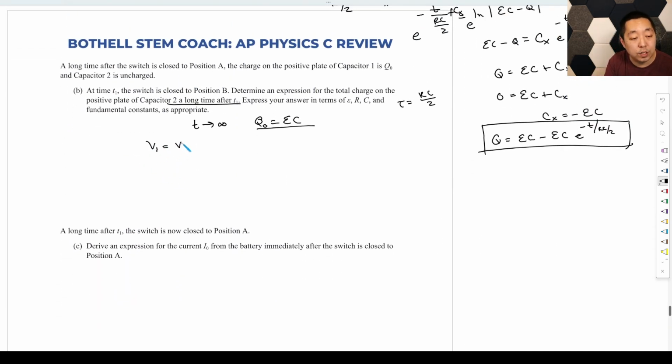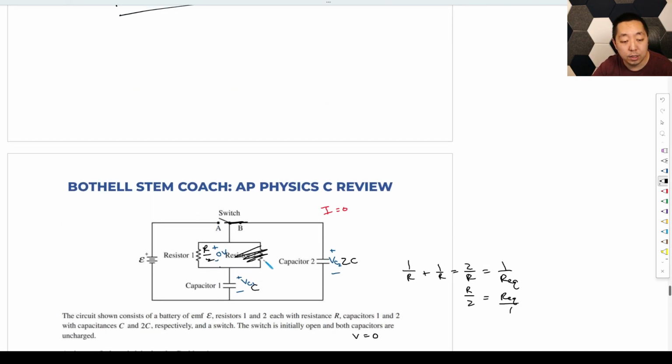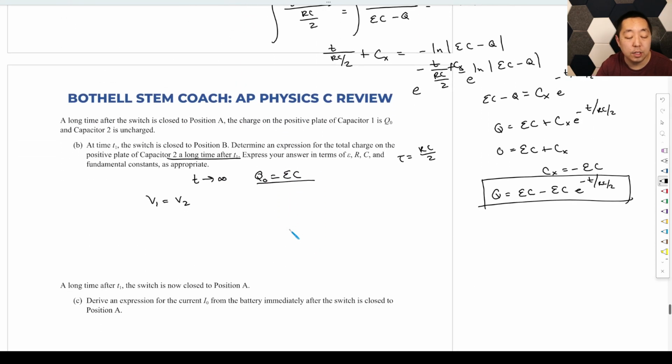So V1 equals V2. Now the total charge cannot change because the charge has to go somewhere, right? So the total charge has to remain still this amount here. So we know that whatever the charge Q1 plus Q2, it needs to add to Q0, which is epsilon C. Now we know the relationship between the voltages and the charge. Q equals CV. So that means Q1 is equal to CV1 and Q2 is equal to CV2.